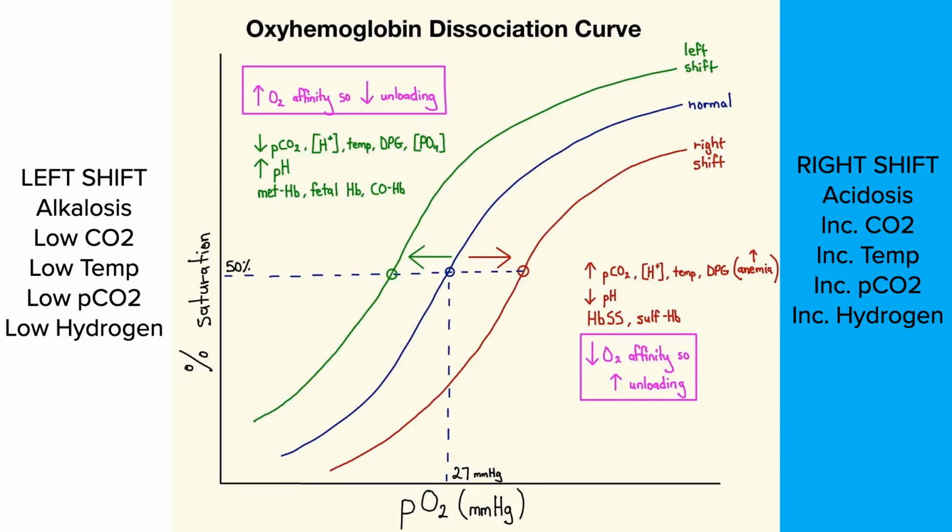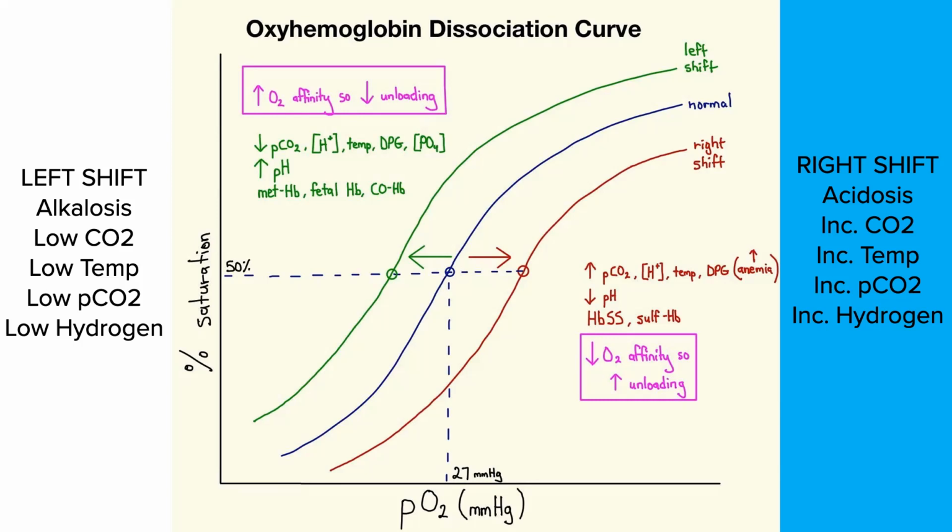And so on the right side, you're going to have an acidosis, you're going to have an increase in CO2, an increase in temp, and then the increase in hydrogen is obviously the acidosis, and you're going to have a low 2,3-DPG or a high 2,3-DPG. The point here, what you're trying to think about, is to think of left shift as not only alkalosis, but what's going on in the lungs. Think of right shift as not only an acidosis, but what's going on in the tissues.